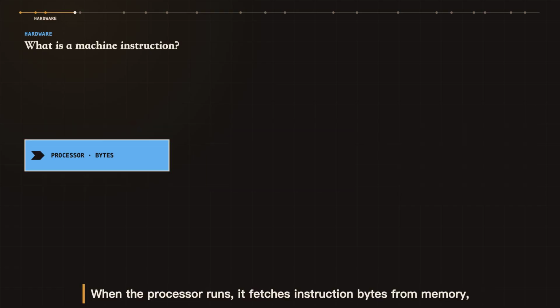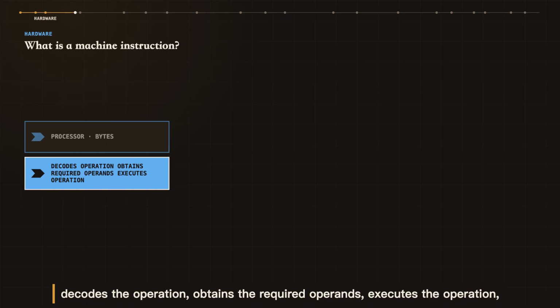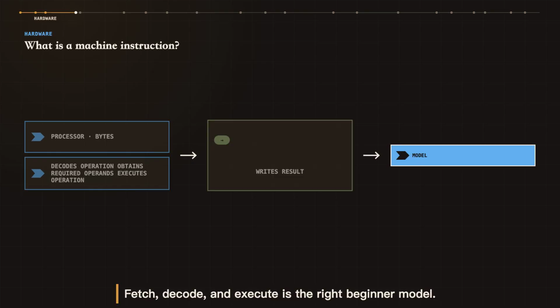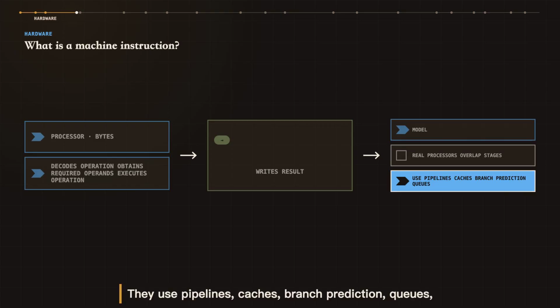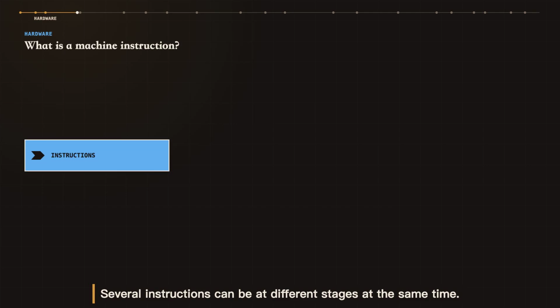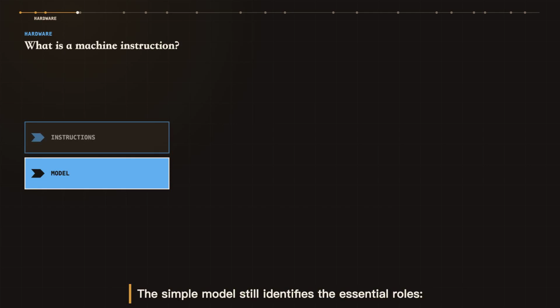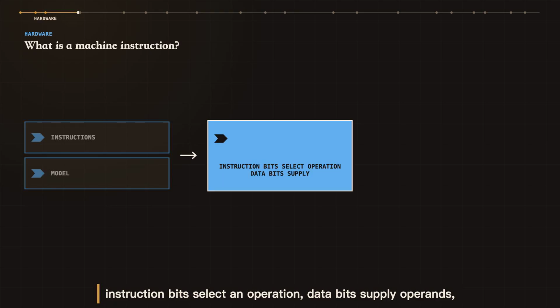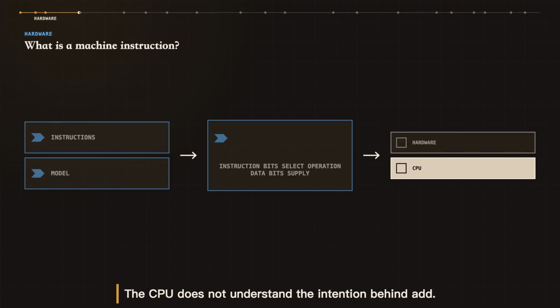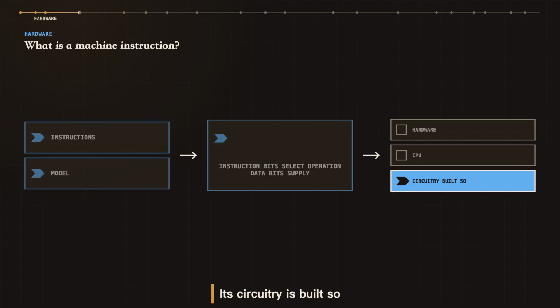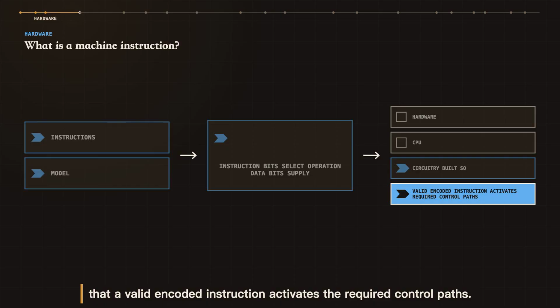When the processor runs, it fetches instruction bytes from memory, decodes the operation, obtains the required operands, executes the operation, and writes a result. Fetch, decode, and execute is the right beginner model. Real processors overlap those stages. They use pipelines, caches, branch prediction, queues, and sometimes out-of-order execution. Several instructions can be at different stages at the same time. The simple model still identifies the essential roles. Instruction bits select an operation, data bits supply operands, and hardware performs a state change. The CPU does not understand the intention behind add. Its circuitry is built so that a valid encoded instruction activates the required control paths.